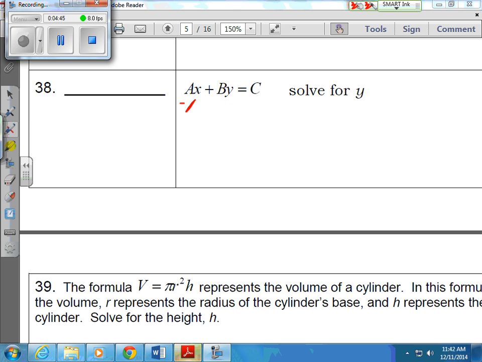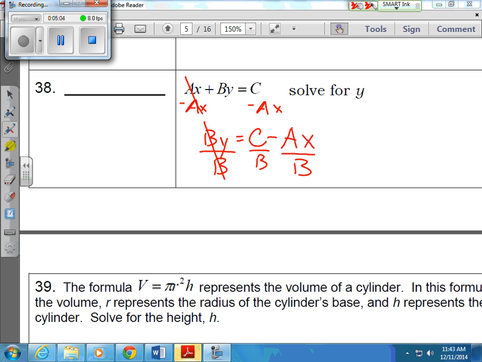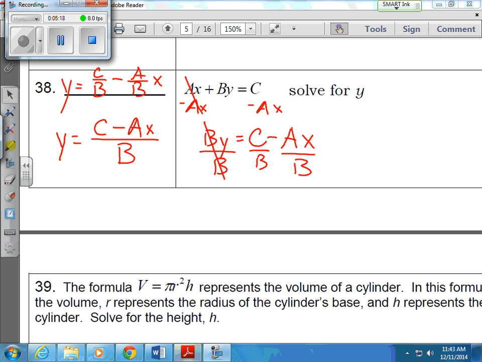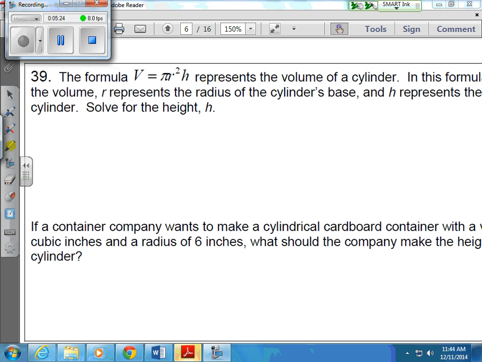Subtract ax from both sides. And I'm left with b times y equals c minus a x. Then what do we do? Divide by B. So y would be equal to C over B minus A over B times x. So that would work also. Divide the whole thing, make it one fraction. That'd be fine.